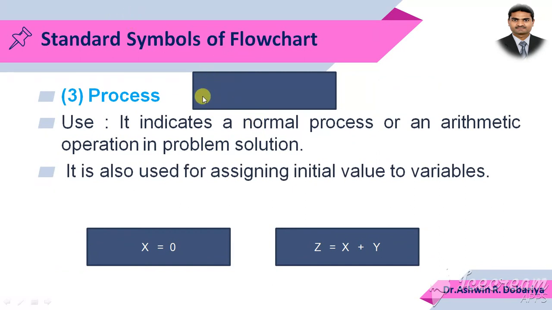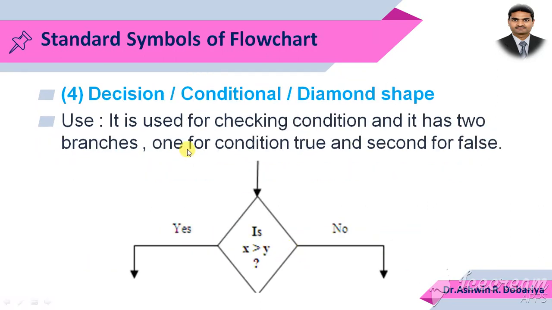The third symbol is the process symbol, the rectangle, which indicates a normal process of our program, or any expression like an arithmetic expression where certain calculations are performed in our program; you can represent that in this rectangle symbol. It is also used to assign a value to a variable. Ultimately assigning a value is again an arithmetic expression, so this kind of assignment statement also goes in the rectangle symbol. This is the logic of your program, and any arithmetic operation statement generally uses the process symbol. The fourth symbol is the decision, or conditional, or diamond shape symbol.